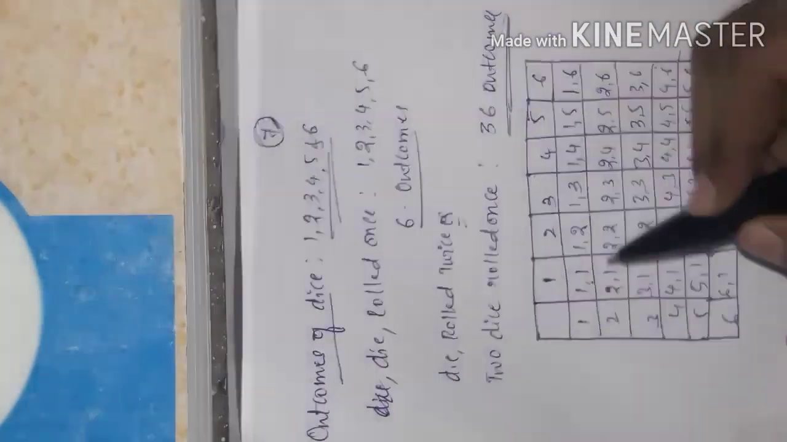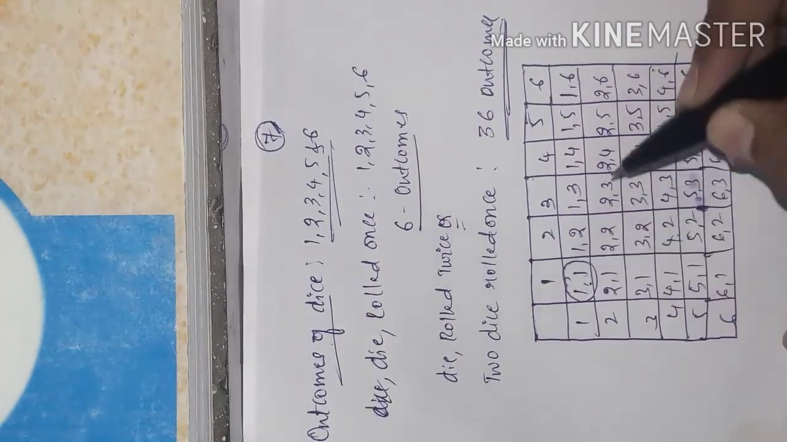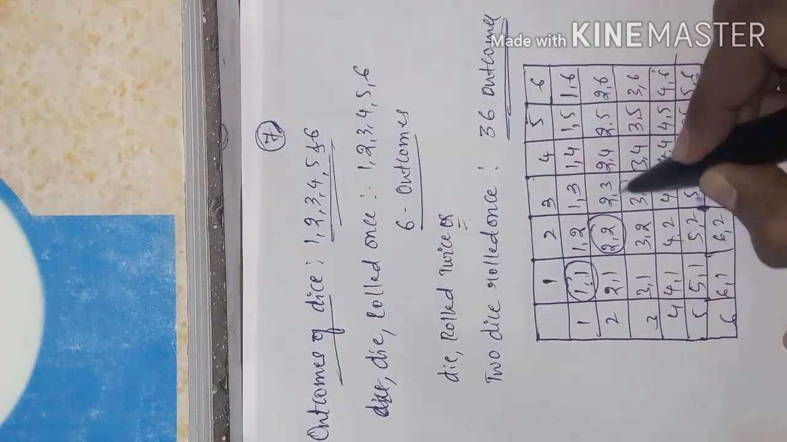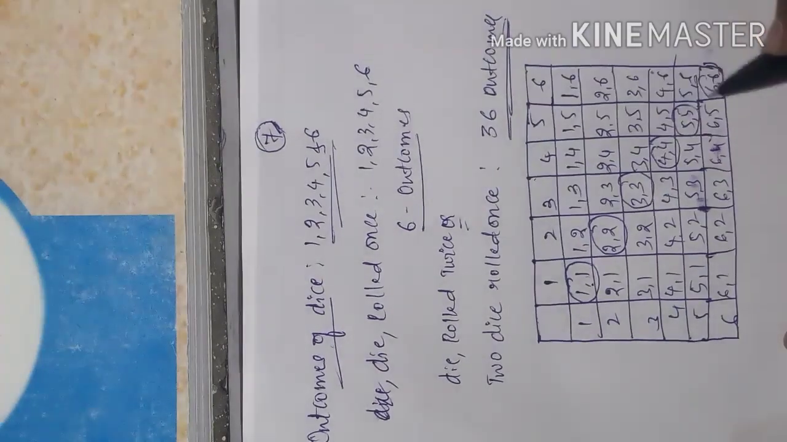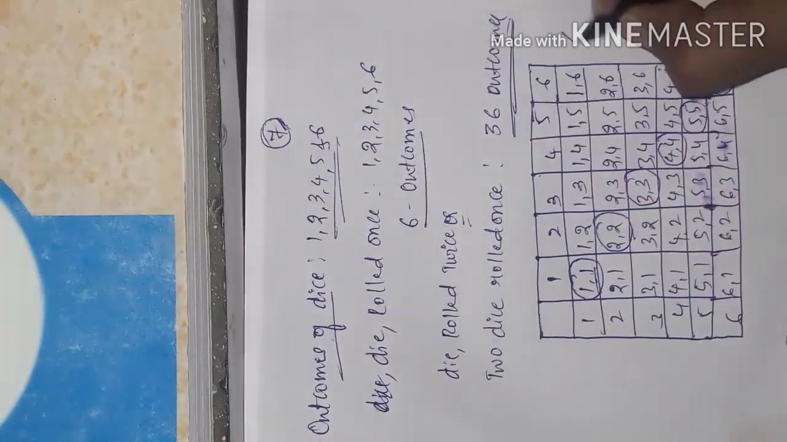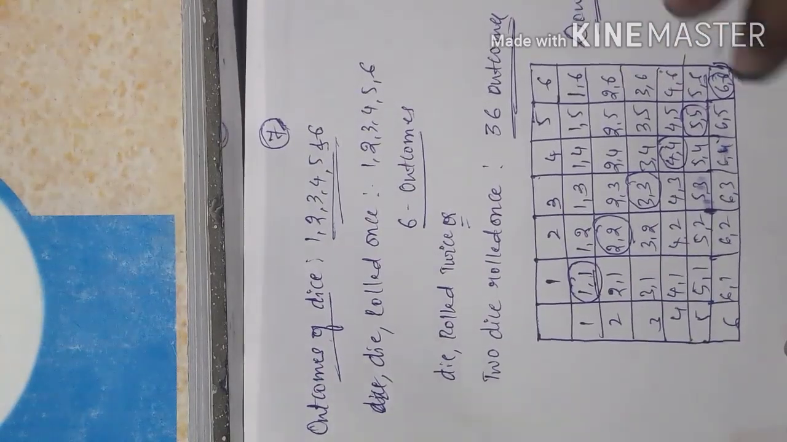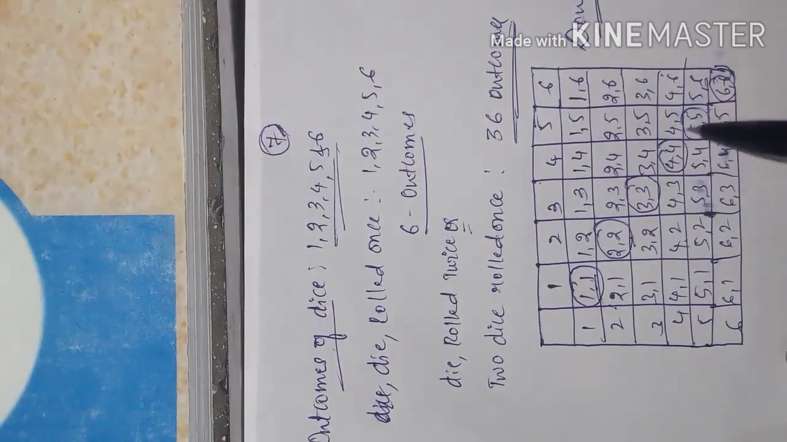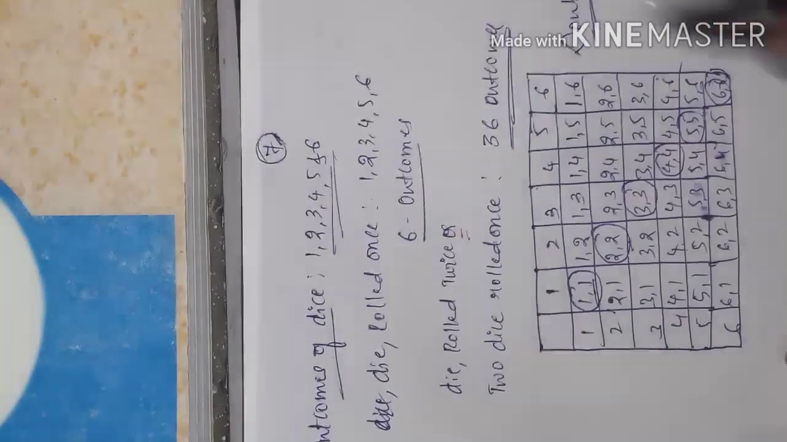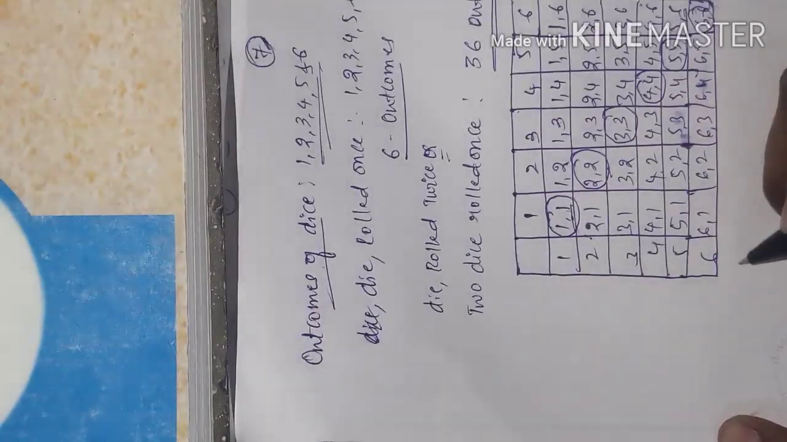In this we also have a concept called doublet. The numbers which are repeated here, where both numbers are the same, are called a doublet. Doublets of the die are 1, 1, 2, 2, 3, 3, 4, 4, 5, 5, 6, 6. These are called doublets.